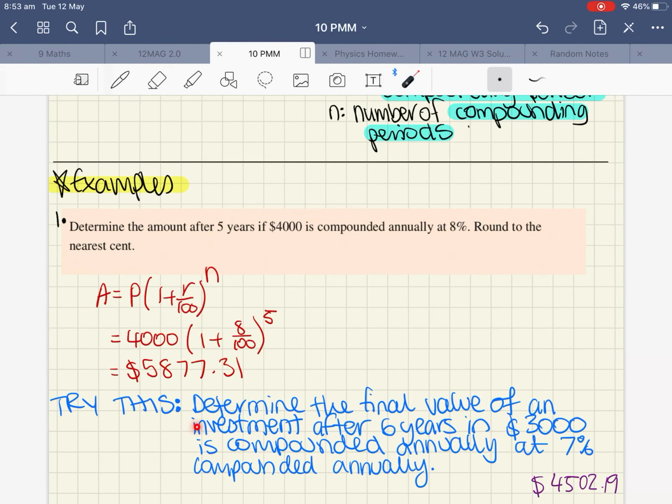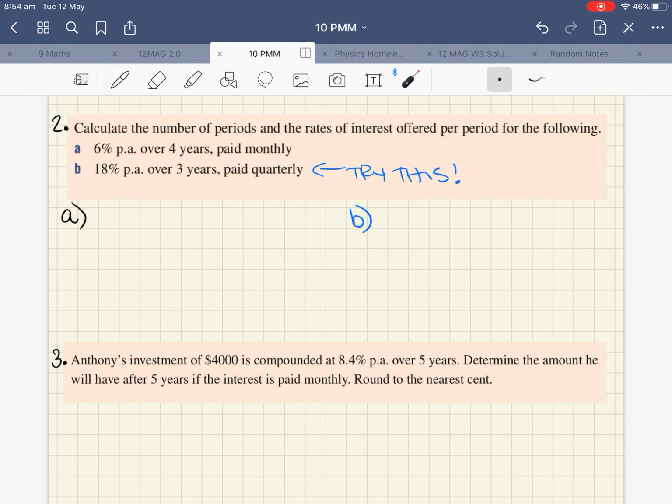So have a go at this one here in blue. Determine the final value of an investment after 6 years if $3,000 compounds annually at 7%. So you're going to have a very similar situation to this, and this is just a review of using this formula. You should get this answer down here in purple. Let's do 2 more problems.